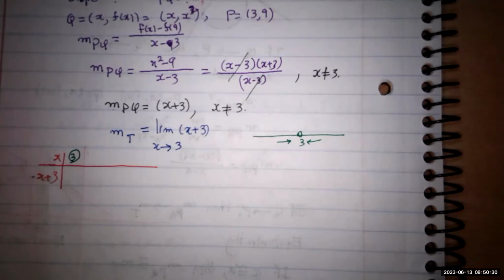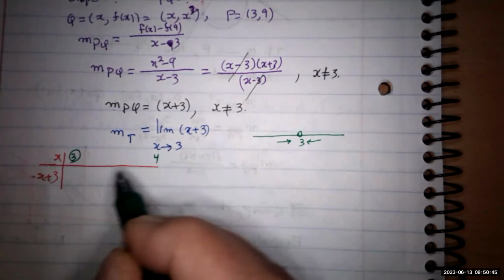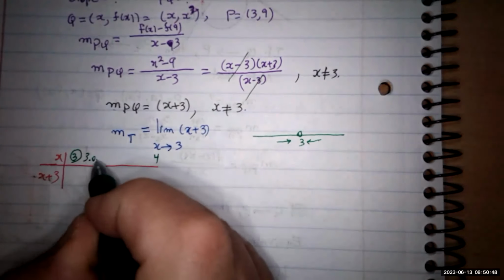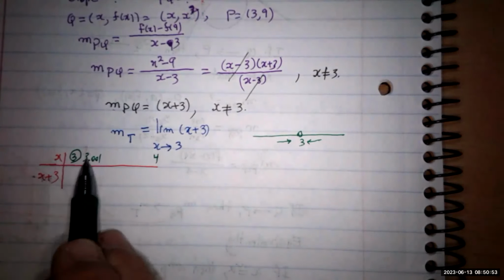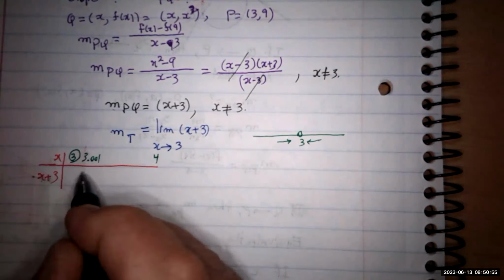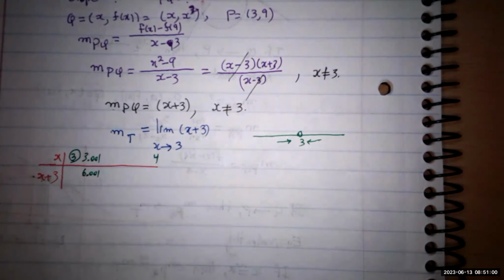A number close to 3 from the right. Very cool. 3.01. Oh, 3.4 is not bad, but we pick the numbers up to the 4, okay? So like a 3.001. Okay, so if you substitute here, that gives you 6.001. Then you can pick some other points which are going to be much closer.